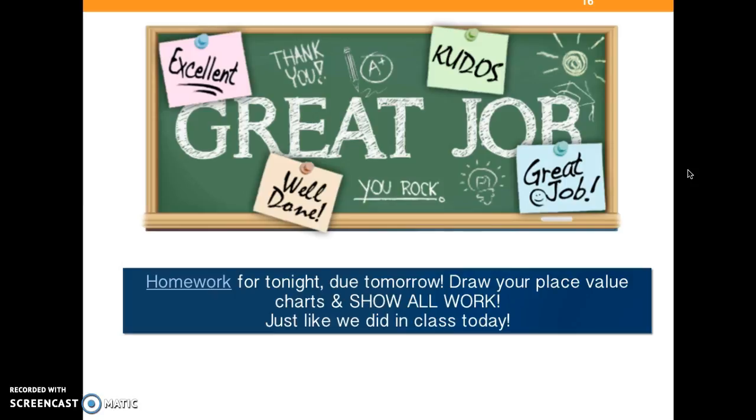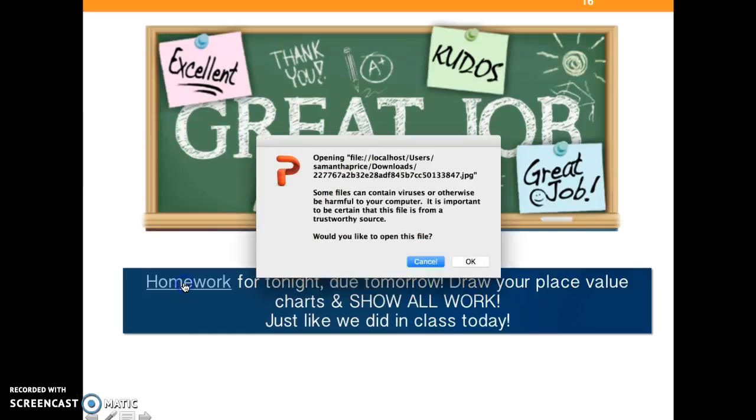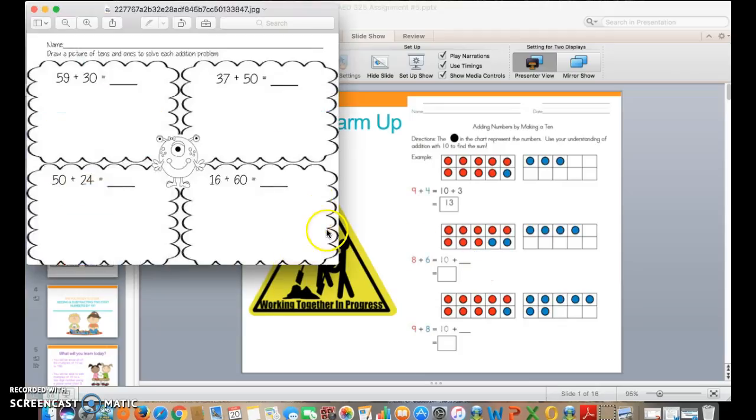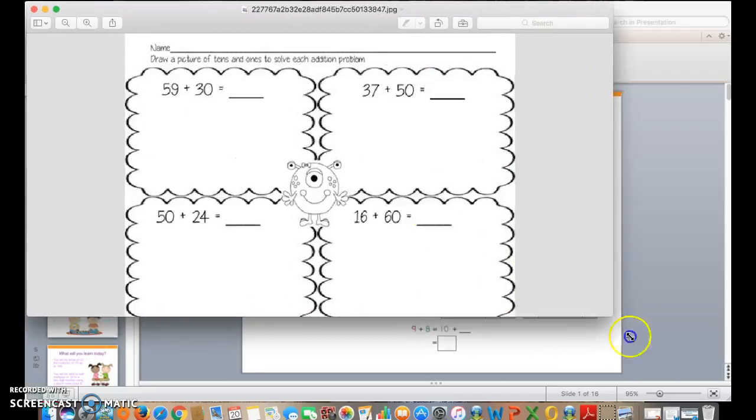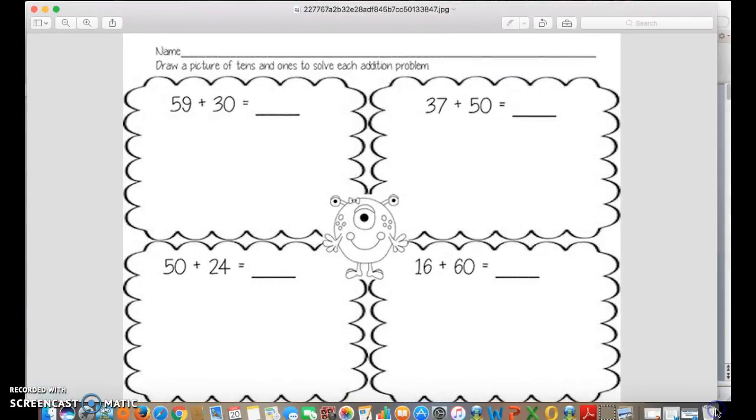So great job today. Really proud of all of you for all of your hard work. So homework for tonight is due tomorrow. Draw your place value charts and show all of your work just like we did in class. These are your homework problems. Open it up right here, and I'll enlarge it for you. So we have 59 plus 30, 37 plus 50, 50 plus 24, and 16 plus 60. Thank you.